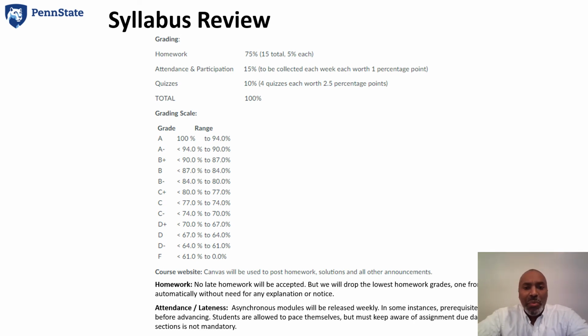Those will be worth 2.5 percentage points each, all for a total of 100%. The grading scale is broken down here: A, A minus, B plus, B, you can see all the way down to F, so you can peruse that at your leisure.